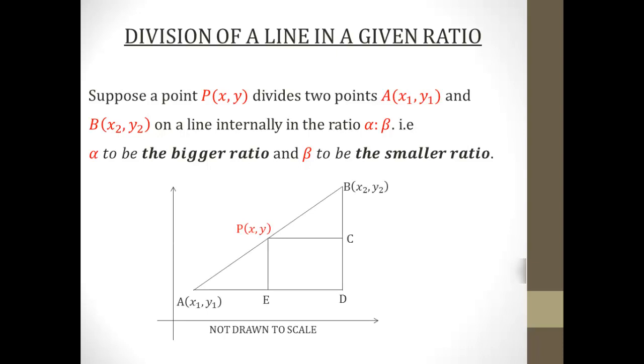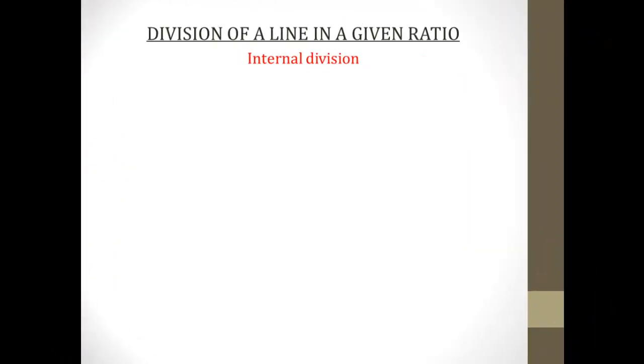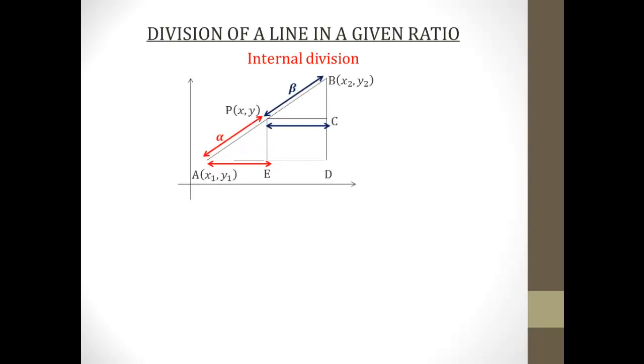This P is dividing these 2 points, A, which is our first point, beneath P, and B, which is our second point, above P. As P is dividing these 2 points, it's going to divide A and B into 2 ratios. Okay, so internal division.